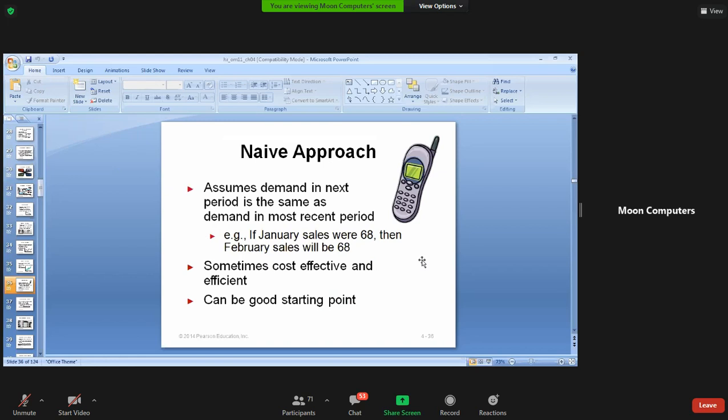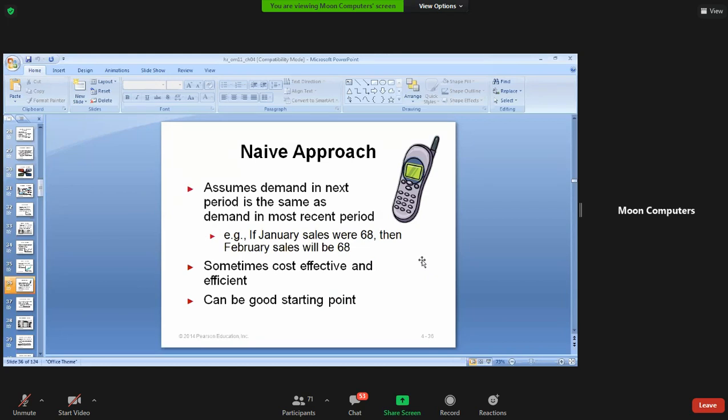If you see this slide, this is an example of mobile phones, where you are estimating the sale. In the month of January, the sale was 68. Then for the month of February, we will expect this 68 as the predicted value of the mobile handsets. So the forecast for the next month is the actual value of the past period.